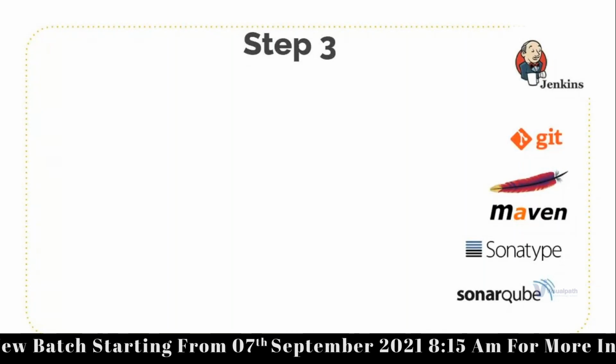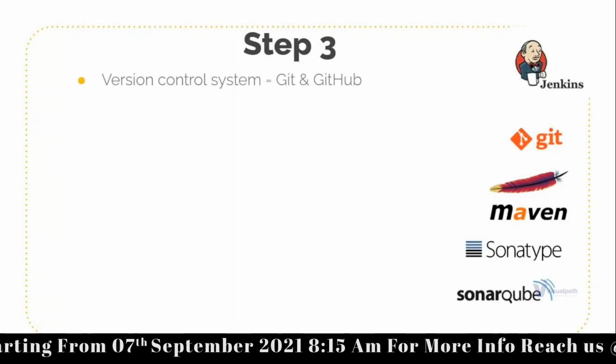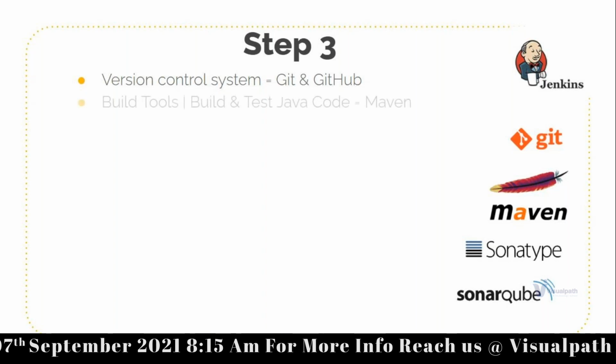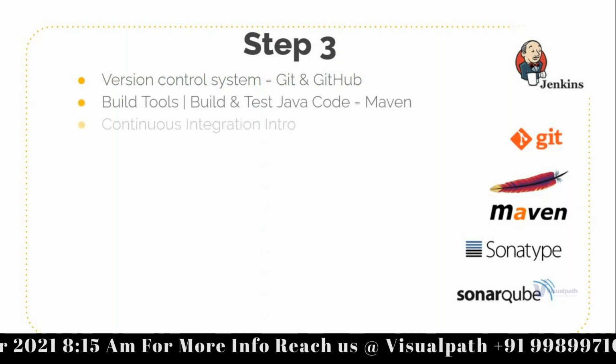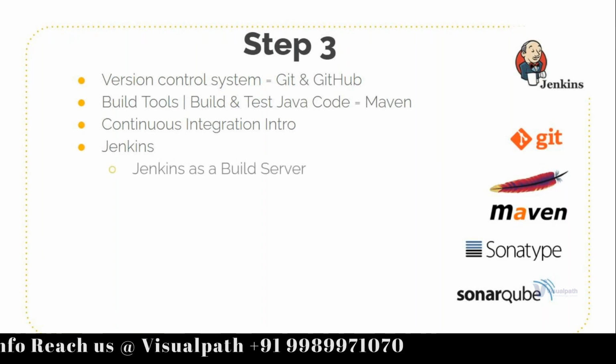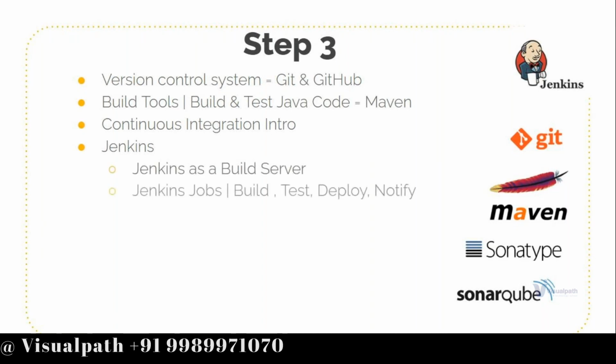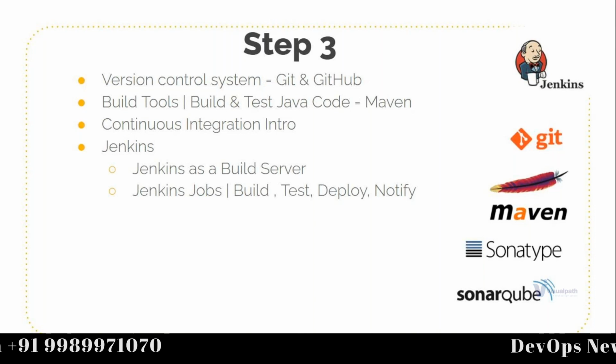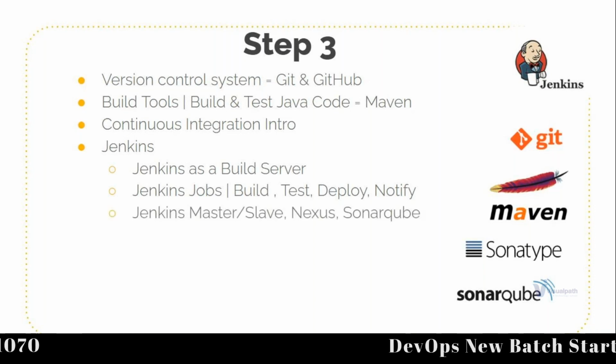Then step 3 is going to be CI/CD, continuous integration, continuous delivery. You're going to learn a version control system, Git, GitHub, build tool, Maven. Continuous integration process we're going to do through the Jenkins tool. So you're going to learn Jenkins, how it works as a build server, and we're going to see different jobs, test and deploy jobs. We're going to see master and slave.